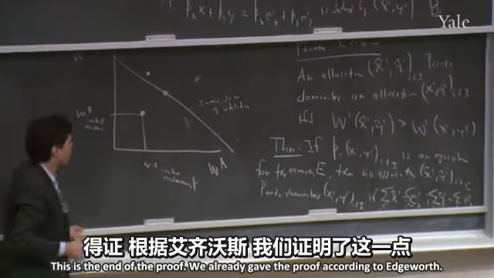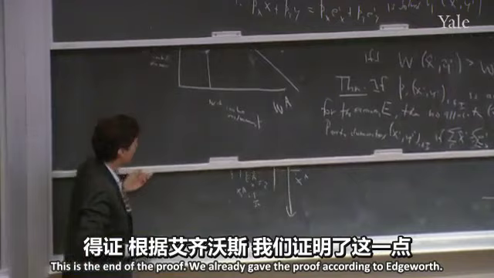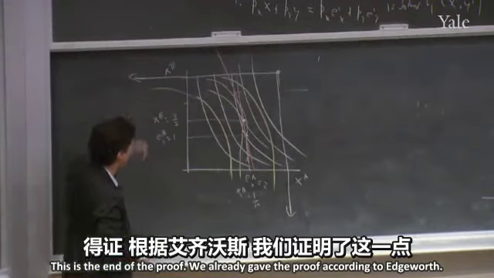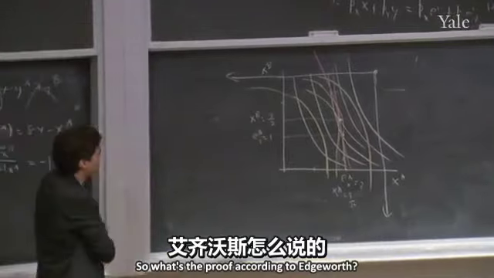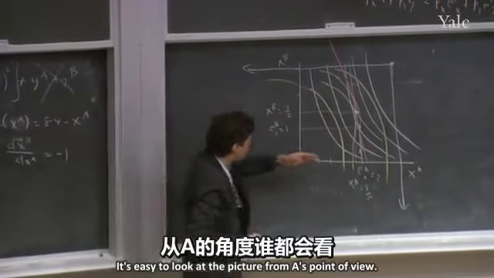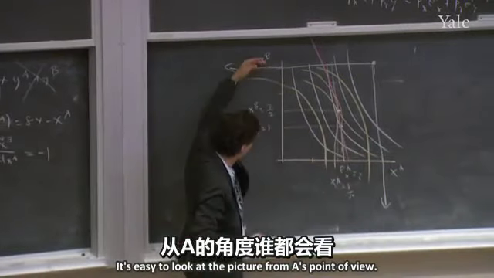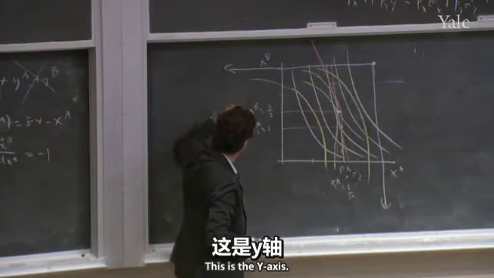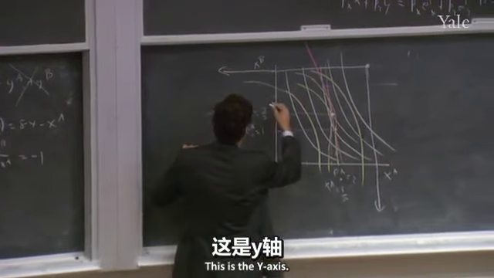Okay? So, Edgeworth, this is the end of the proof. We already gave the proof according to Edgeworth. Okay, so what's the proof according to Edgeworth? He says it's all a matter of looking at it the right way. It's easy to look at the picture from A's point of view. You just look at the x-axis and the y-axis. Okay, this is the y-axis.